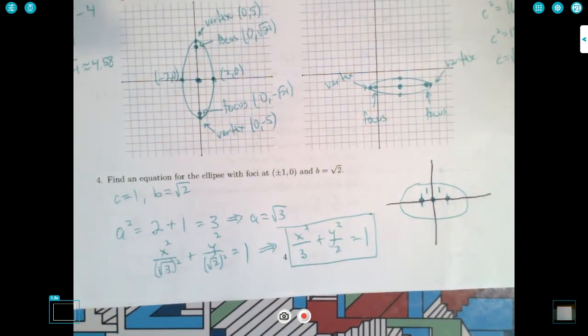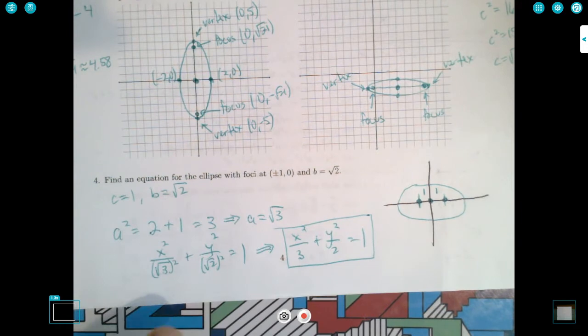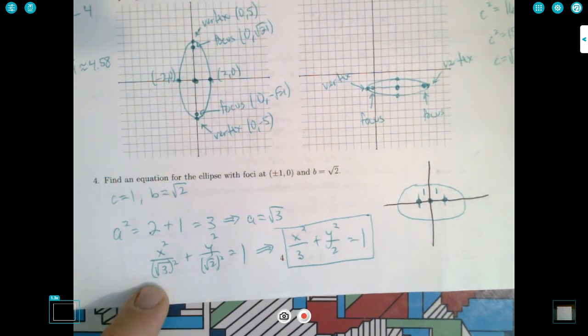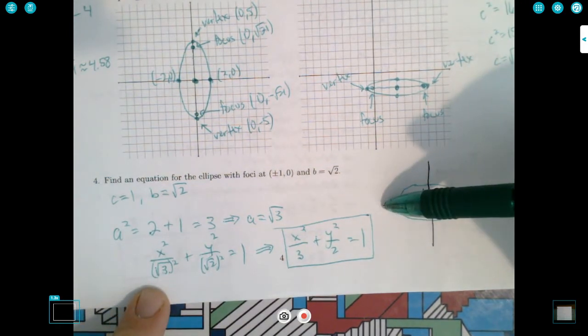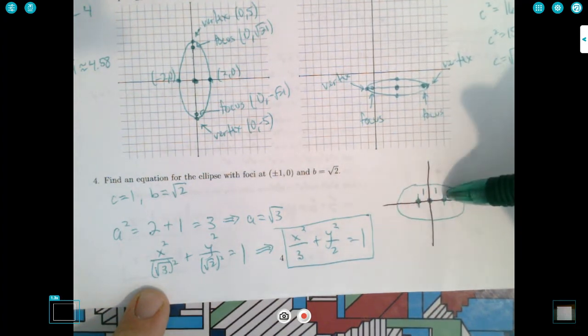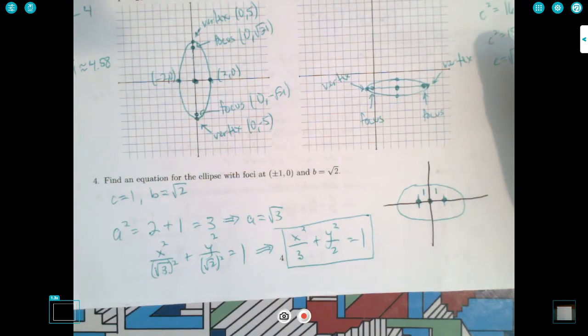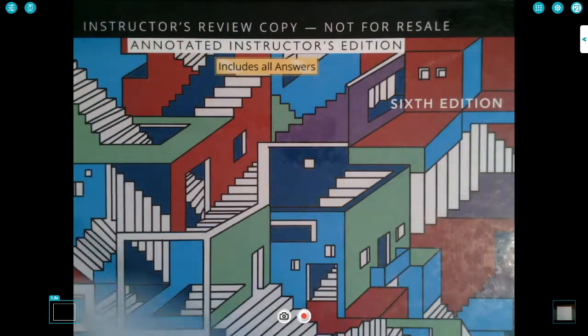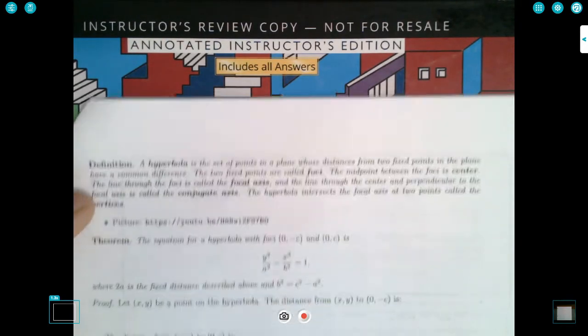Again, we put the square root of 3 under the x squared because we knew that the major axis has to be along the x-axis, since that's where the foci are, right? The foci are always along the major axis. All right, so that's that one. That's how ellipses work. Let's talk about hyperbolas.